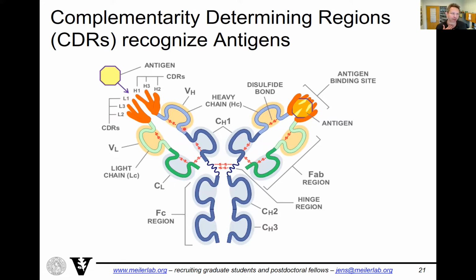I should also mention at this point that H3, heavy chain complementary determining region 3, is by far the one with the most sequence variability, and it's often a critical one. And we're going to see that in some of those interactions. And so in this very cartoony kind of view, you can see how these complementary determining regions then bind our antigen collectively.